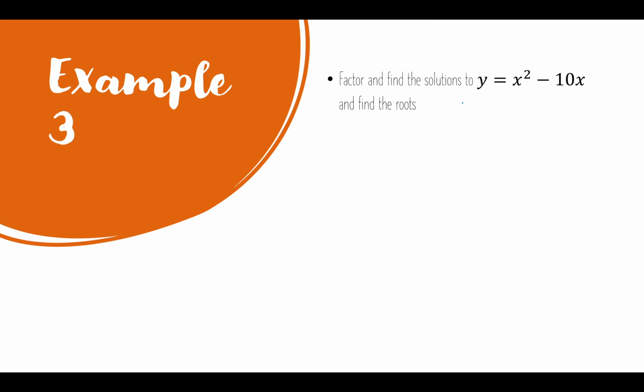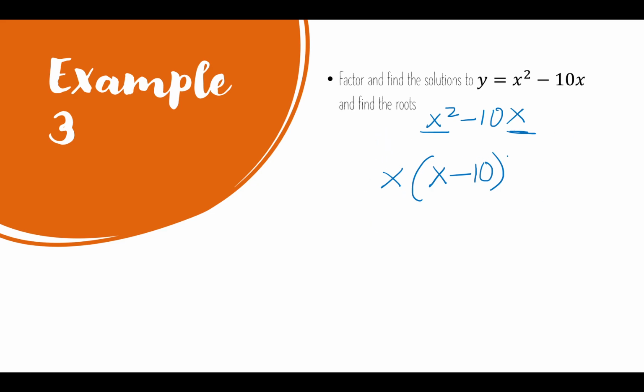Let's look at our third and final example. Factor and find the solutions to the quadratic equation y is equal to x squared minus 10x. So in this case, it is much simpler to factor since we have no c value. Since we see that there is an x in both of these terms, we can factor out an x and get x times x minus 10. And this is the factored form.